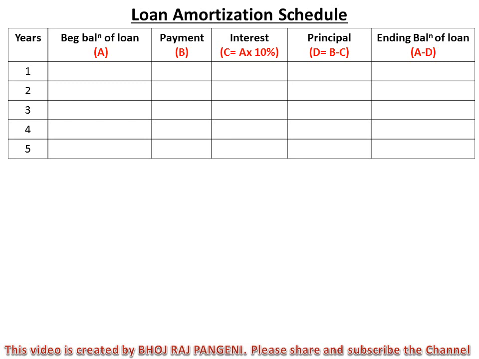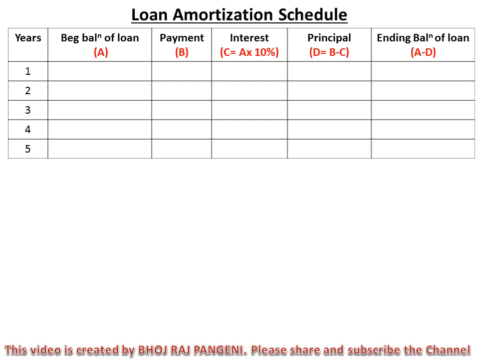Now compute the value of principal. Value of principal means D equals B minus C. B means payment, C means interest. Payment minus interest, that is 2637.96 minus 1000, that is B minus C. 2637.96 minus 1000, we get 1637.96 as the principal.